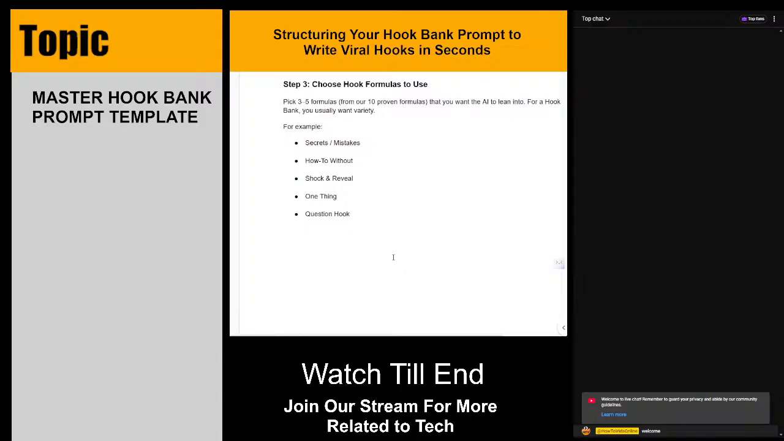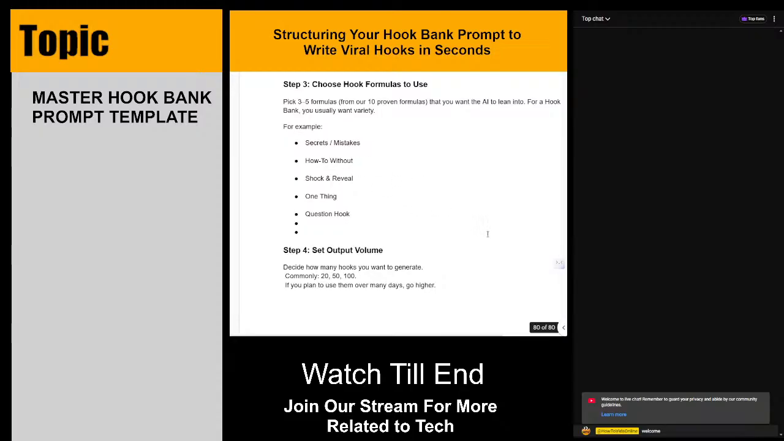Then in the fourth step, we are going to set the output volume. Let me show you on the screen as well. You have to decide how many hooks you want to generate. Commonly it could be 20, 50, or 100. If you plan to use them over many days, go higher. So with that, we are moving towards our next step.